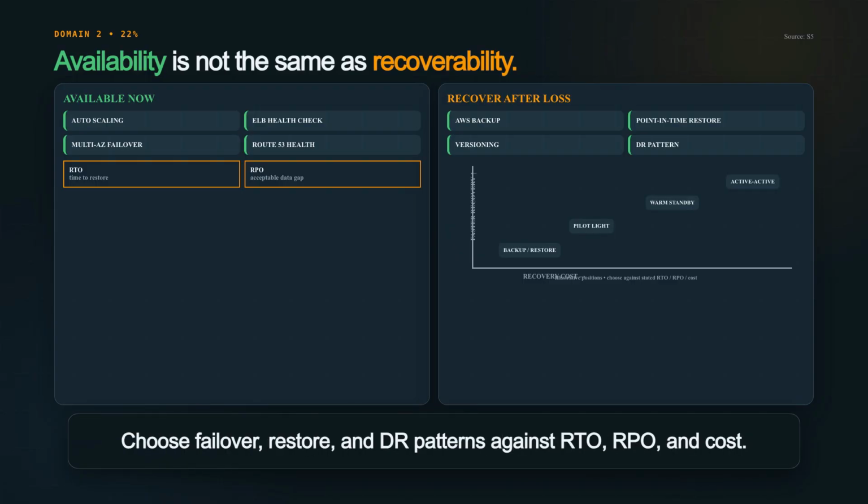Suppose the database is unhealthy. A multi-AZ failover and a point-in-time restore solve different problems. Choose by recovery time objective, recovery point objective, and cost. Study tip: make a table for backup and restore, pilot light, warm standby, and active-active. For each, write the likely recovery speed, data loss tolerance, operational effort, and cost trade-off.